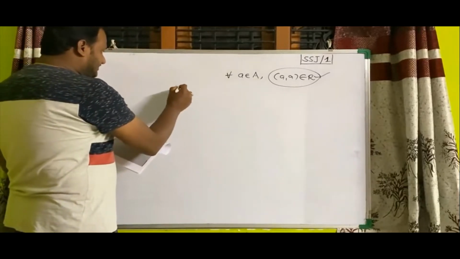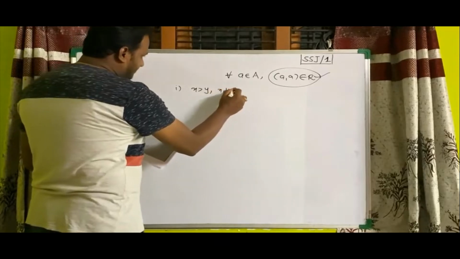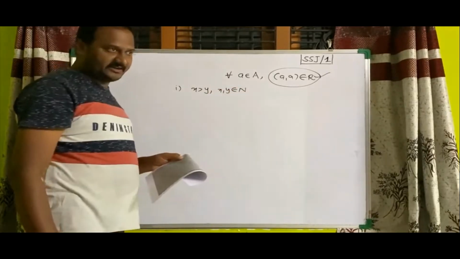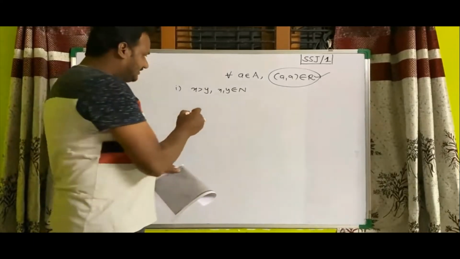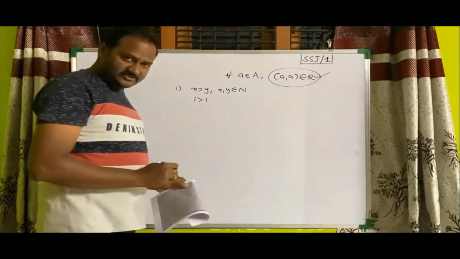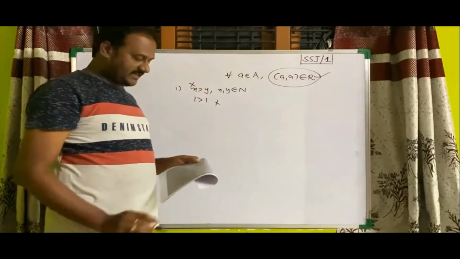Coming to the first one: x is greater than y, where x, y belong to natural numbers. You take the number 1: is 1 greater than 1? Is it true? Absolutely wrong. So it is not a reflexive relation.